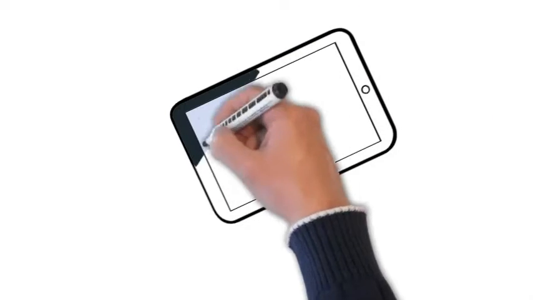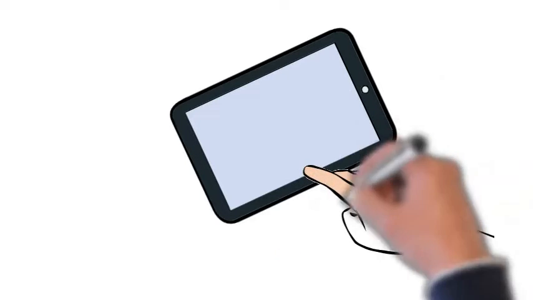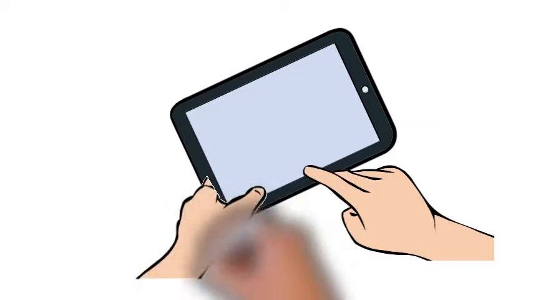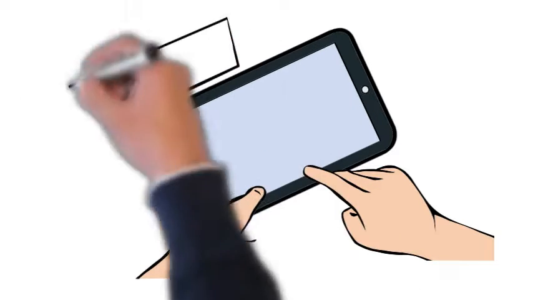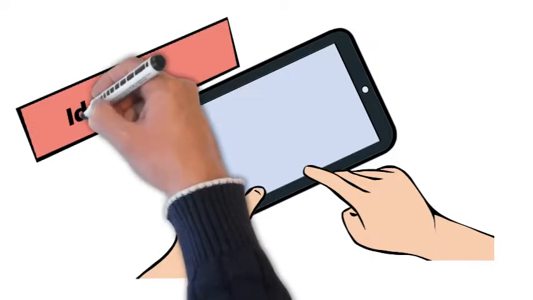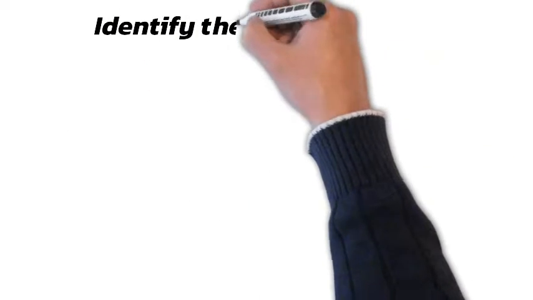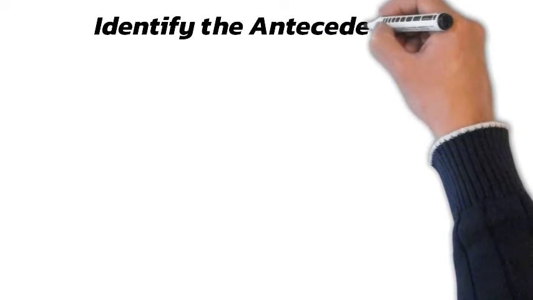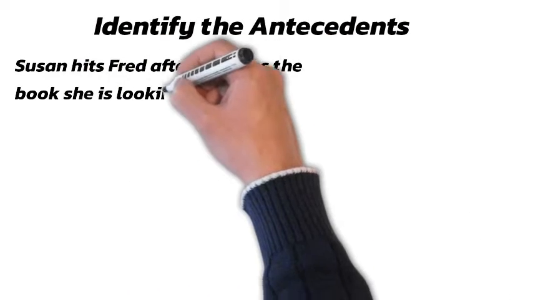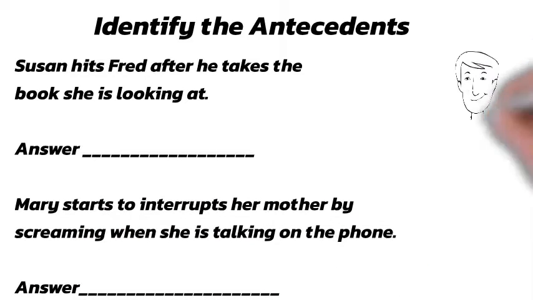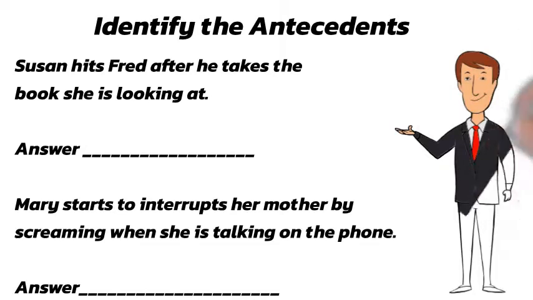With your supervisor's help, identify the antecedents to the behavior. Antecedents can include anything that happens in the environment, cues, directions, sounds. It might include behaviors of others, or a change in clothing, or a change in environment. Work with your supervisor to see if you can identify the antecedents in these scenarios. Susan hits Fred after he takes the book. Mary starts to interrupt her mother by screaming when she is on the phone.